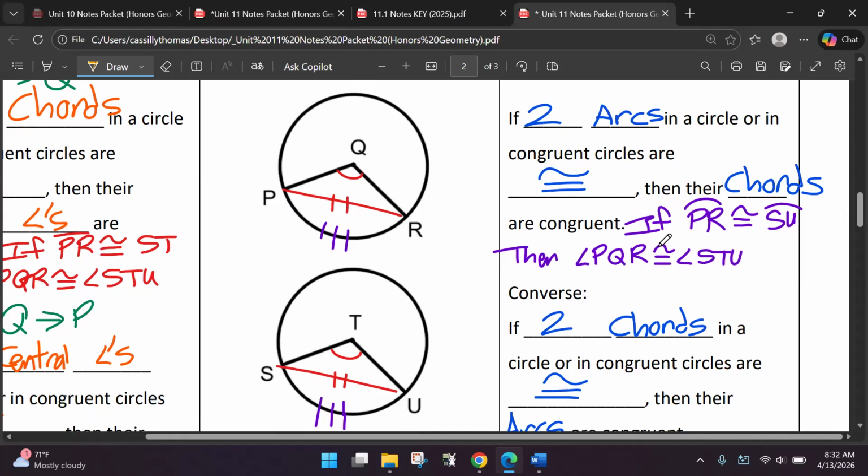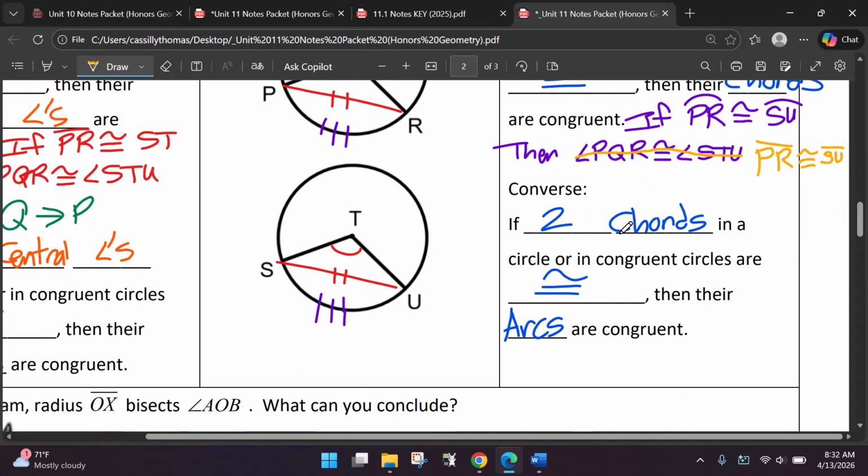So this right here should say, what should that say? PR is congruent to segment SU, or chord SU. I guess I didn't need to cross that out. That is also true, but that's not what this theorem specifically says. If these two arcs are congruent, then their chords are going to be congruent. And similarly, the converse is also true. If you start with the chords, you can end with the arcs.